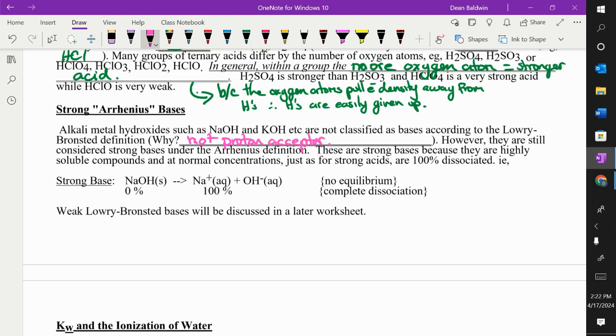But you have to remember, they are strong bases because they ionize 100%. You put them in water, and NaOH becomes Na ions and OH minus ions. Okay? 100%. No equilibrium. We don't worry about weak Bronsted-Lowry bases in this part. We'll do that later on. Okay, are we okay?